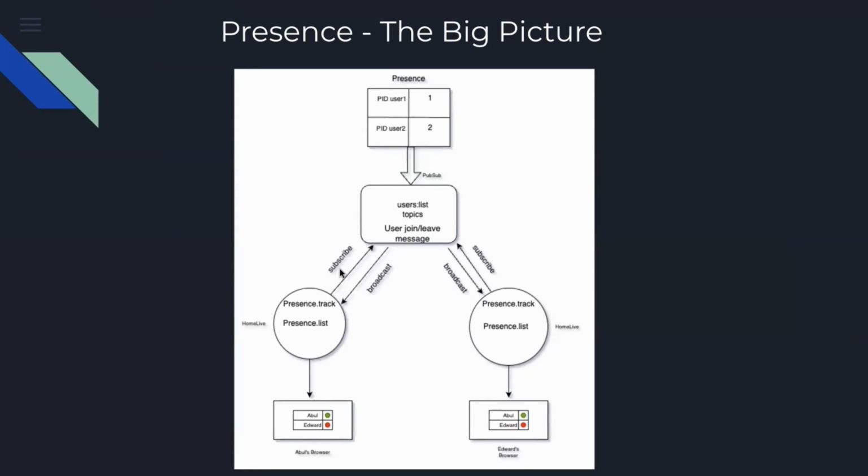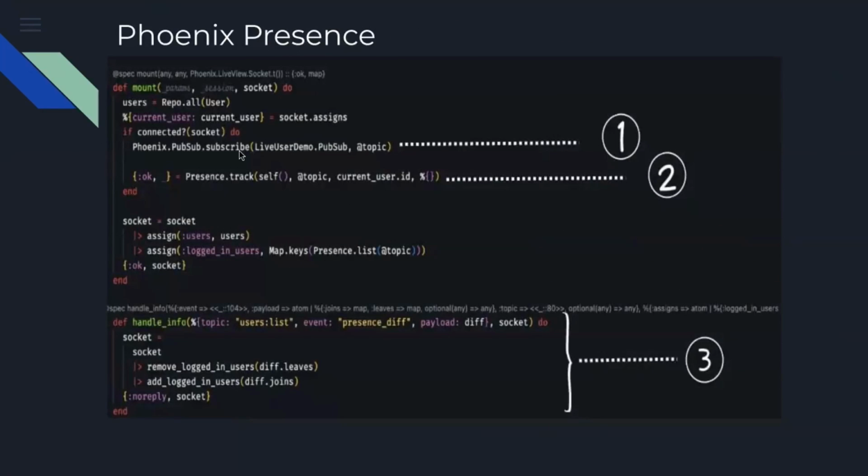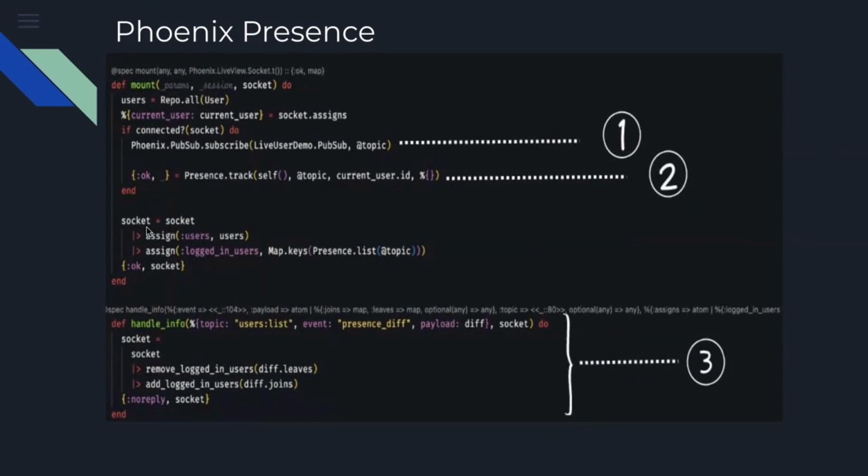So in our case, when PubSub publishes that user one has logged in, you should get notified about that as well. For that, we should be subscribed to that topic. It's very simple using this line, Phoenix.PubSub.subscribe, for which you pass the PubSub module as the first parameter and the topic as the second parameter. And that's it.